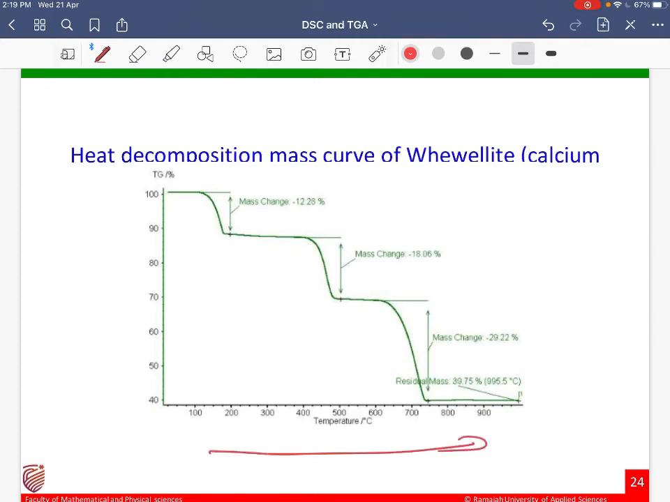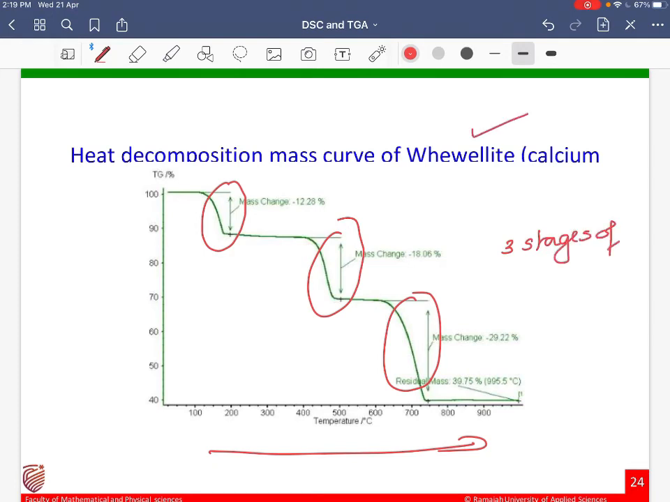Here we can see in this TGA curve one set of mass change, a second set of mass change, then a third set of mass change. So generally, there are three stages of degradation happening for this sample when we increase the temperature from room temperature to 900 degrees Celsius. We can see that during the first degradation, 12.28% of the sample is being lost.